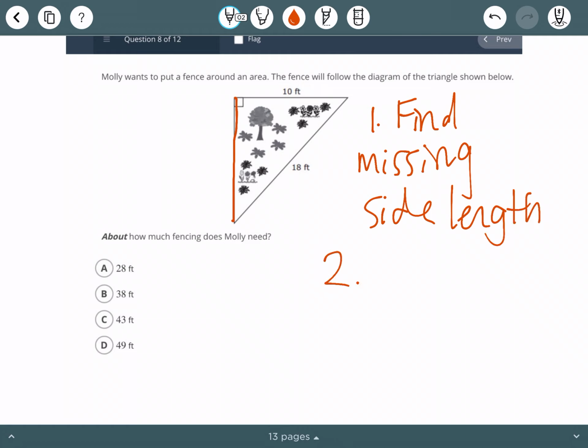All right, we do have another step after that. So once we find the missing side length, we aren't good to go. Remember, we need to find out how much fencing she needs. Not just one length of the fencing, but the total amount of fencing all the way around the triangle. So how can we do that? Think about it.